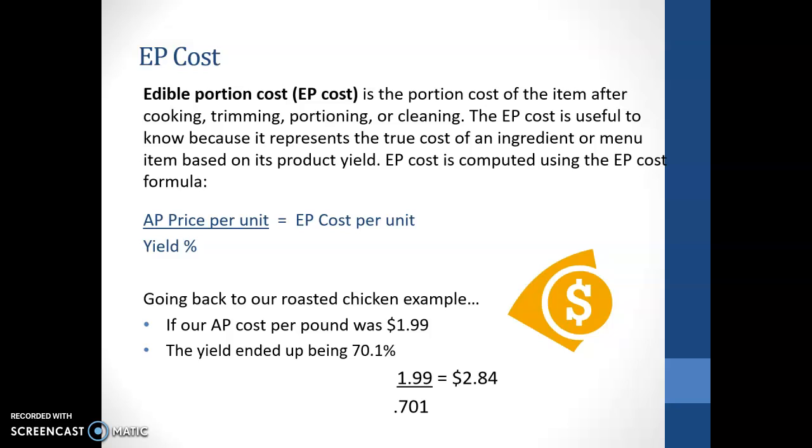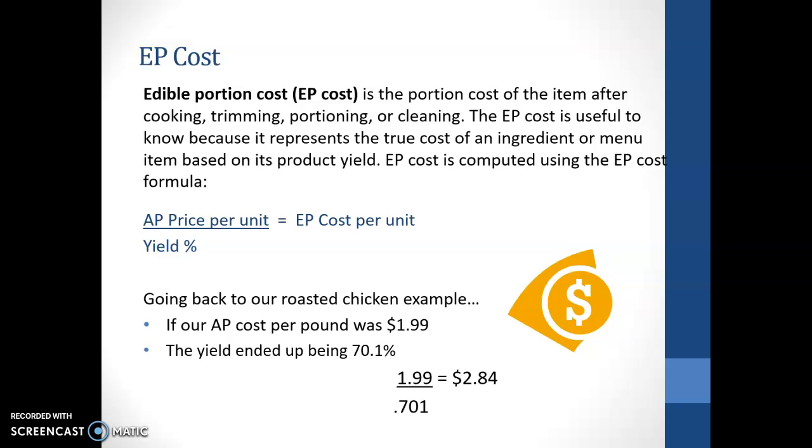So going back to that original recipe with the roasted chicken, where we were looking at a roasted chicken and the AP cost per pound was $1.99. So that sounds really good. If I'm a kitchen manager, I'm like, wow, that's great, because I'm looking at that original cost. But it's really important to understand that, obviously, that might not be the actual cost, given the fact that I have some loss and I don't yield 100% from an actual roasted chicken.